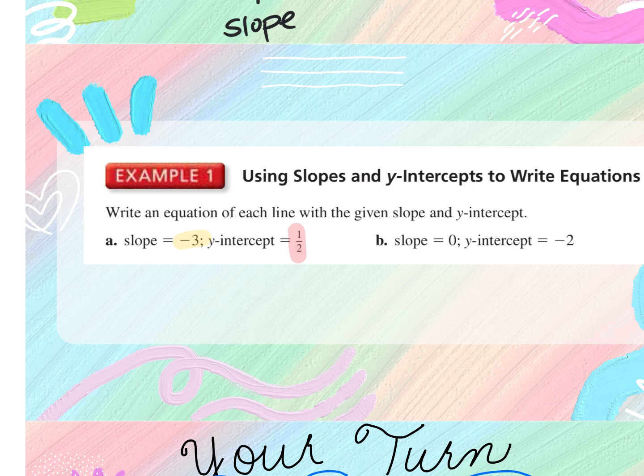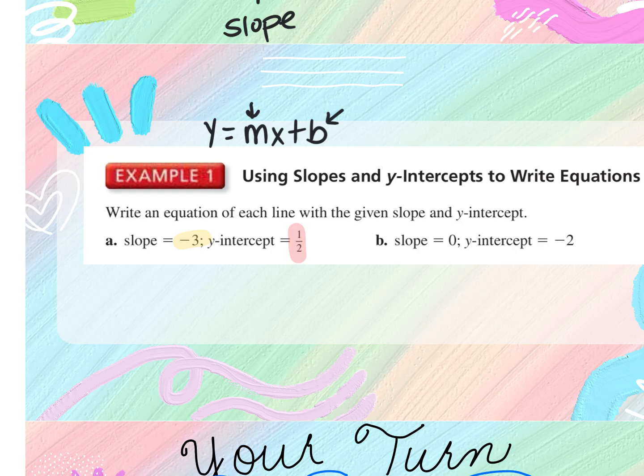1/2. So if I want to write an equation in slope-intercept form, what is slope-intercept form again, just to clarify? Y equals mx plus b. We need to replace m with the slope and b with the y-intercept. So there's no math involved. If they tell you the slope and they tell you the y-intercept, you just replace m with what it tells you the slope is and b with what they tell you the y-intercept is.